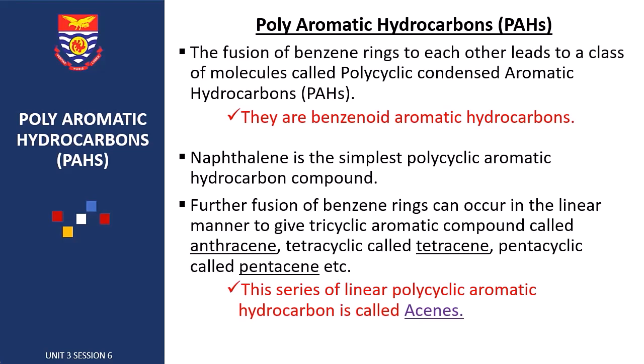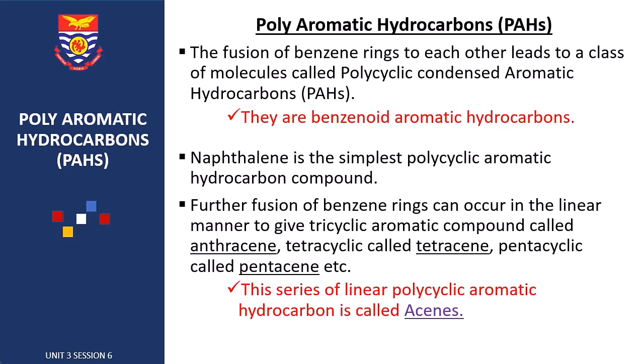And these are fused systems that are formed when two aromatic groups are condensed, right? So they are also known as benzenoid aromatic hydrocarbons. The simplest of them all is naphthalene, which happens to be a product formed in the condensation reaction of two benzene rings. So the simplest you can ever think of is the fusion of two benzene rings to form naphthalene.